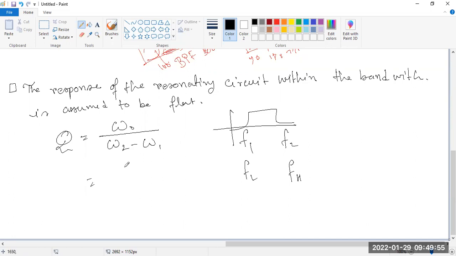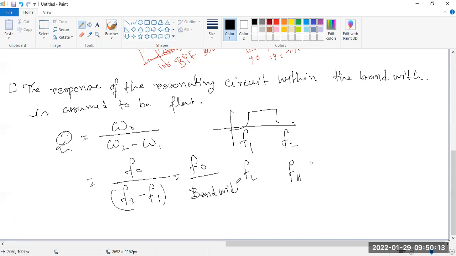So we can write this is f2, meaning upper cutoff, and this is the lower cutoff, and this portion is the bandwidth. And what is this? This is called the resonating frequency. This is called the resonating frequency.